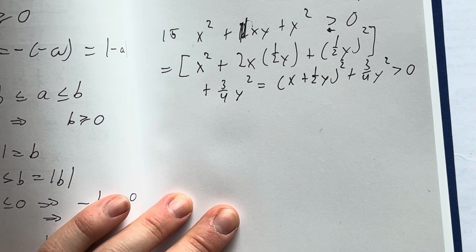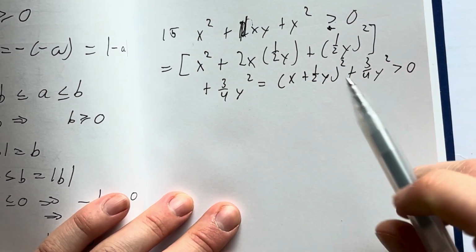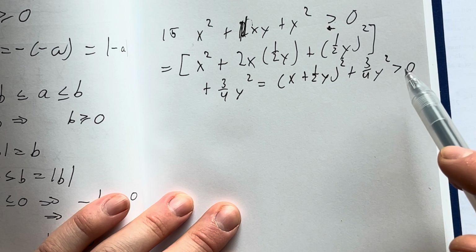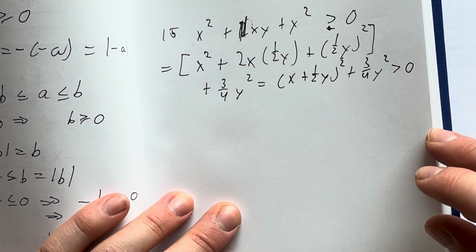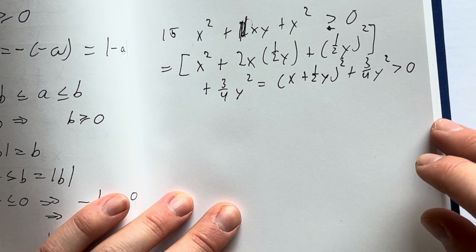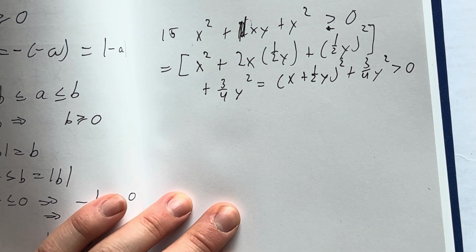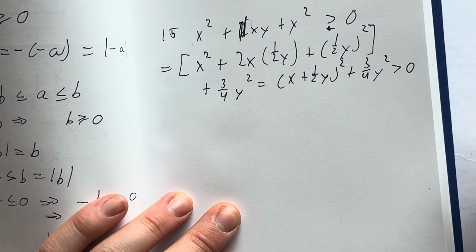So just doing a pretty normal complete the square method gives us the desired result.